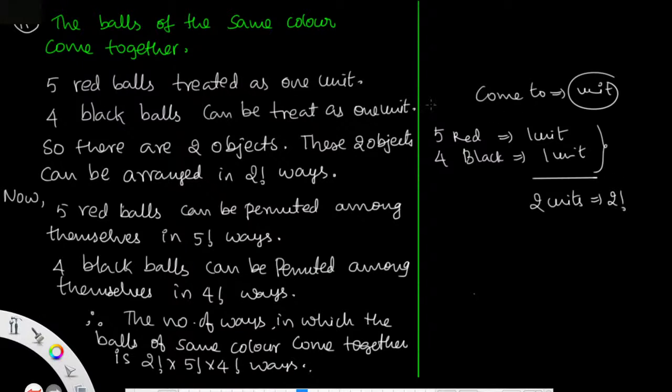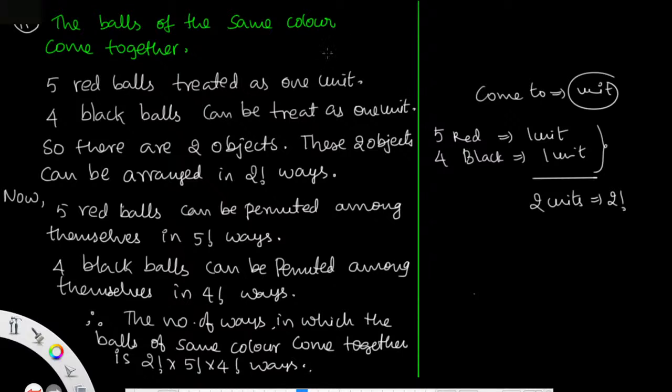The 5 red balls can be treated as 1 unit. The 4 black balls can be treated as 1 unit. So there are 2 objects. These 2 objects can be arranged in how many ways? 2 factorial ways. Why? Because first arrange red then black, or black then red. This is 2 objects with 2 ways, that is 2 factorial.